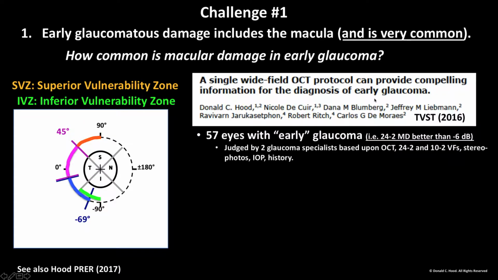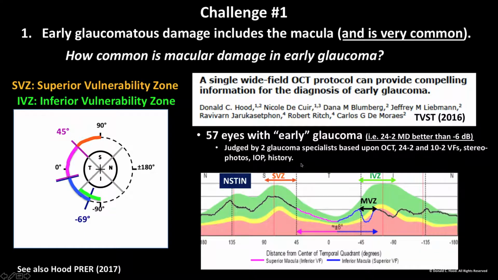In this study, which I'll tell you more about later, we had 57 eyes with early glaucoma. By early glaucoma, I'm going to mean nothing more than the 24-2 mean deviation was better than -6. Two glaucoma specialists, who were not involved in the care of the patient, had all the information we had on the patient. They had OCT, 24-2 and 10-2 visual fields, in many cases repeat studies, stereo photos, IOP, history, etc. And they judged that 57 of these had glaucoma.